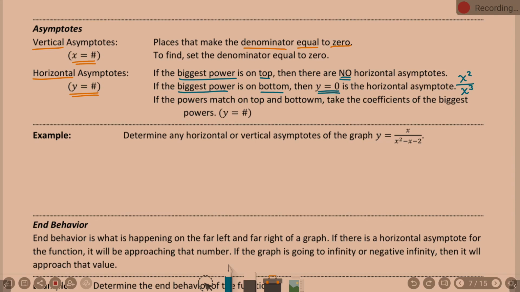I guess I didn't show what biggest power on top would be. That would be x cubed over x squared. I don't know if you really need that example or not, but there you go.